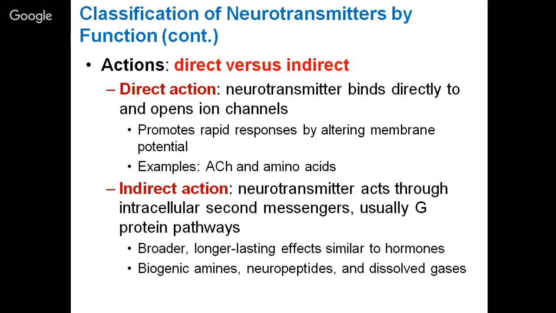With regard to the action, it could be direct or indirect. In direct action, the neurotransmitter binds directly to and opens ion channels, which promotes rapid responses by altering membrane potential. Examples are acetylcholine and amino acids. In indirect action, the neurotransmitter acts through intracellular second messengers, usually G protein pathways. It would have broader, longer lasting effects, similar to hormones. The biogenic amines, neuropeptides, and dissolved gases are considered indirect actions.